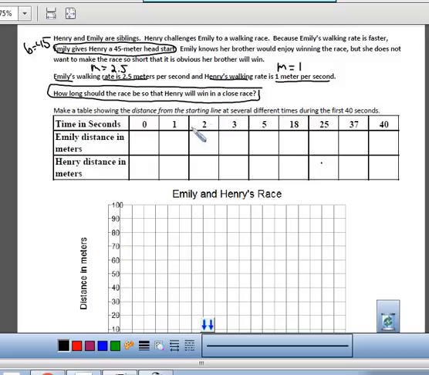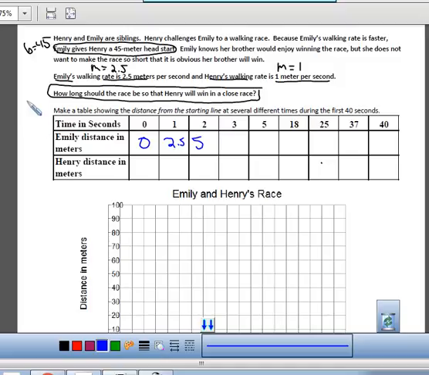Alright, so we have a table. We're going to show the distance from the starting line at several different times during the first 40 seconds. So, let me start filling this in. I'll use blue for Emily's distance. At 0 seconds, Emily is at 0. Remember, she's not getting the head start. Now, she's increasing by 2.5 each time. So at 1 second, it's 2.5. At 2 seconds, it's 5.